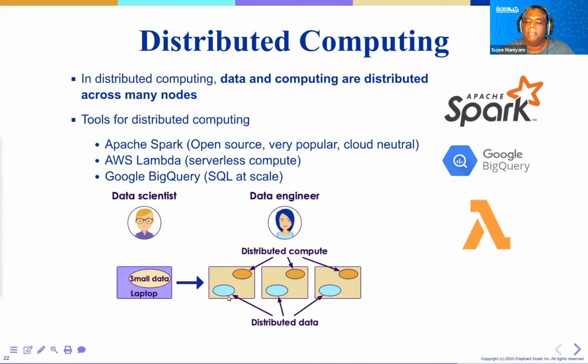So you see the blue circles. The data is distributed. Not only is your data distributed, when you process the data, your computation is also distributed. So we are doing parallel computation. My computation is happening on multiple machines. That's the orange circles. So there are software programs that will do this for you, for example, Apache Spark. It's a very popular open source platform for distributed learning. It's open source.